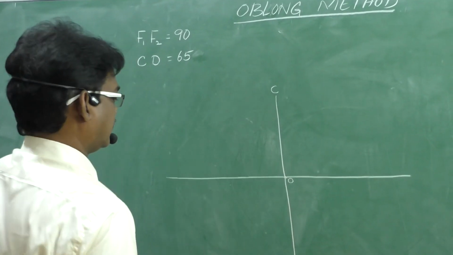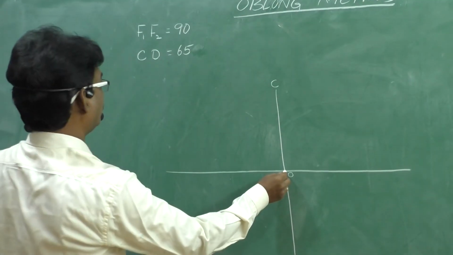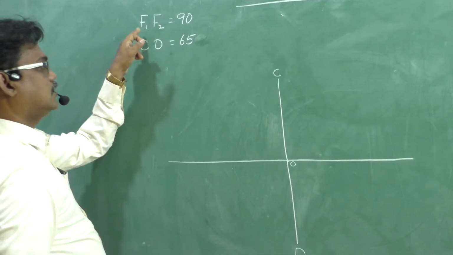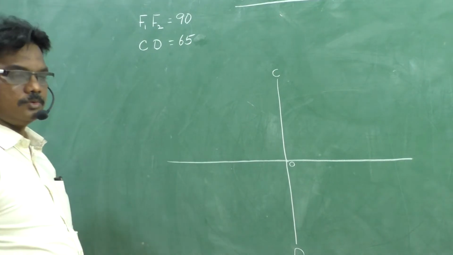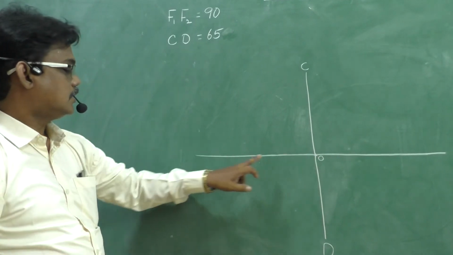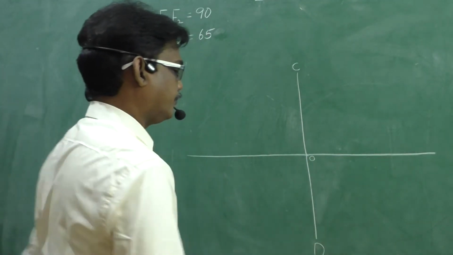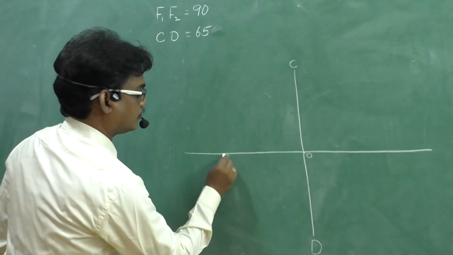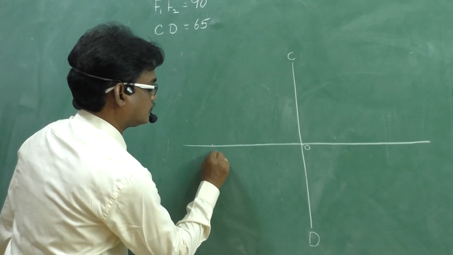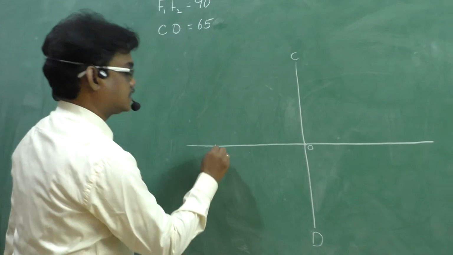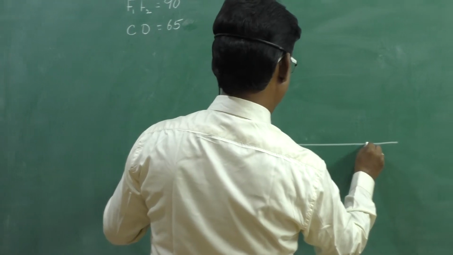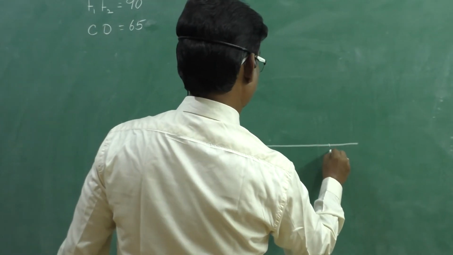Next, the total distance between F1 and F2 is 90. Therefore, from the center point O, measure 45 on each side. This is F1. Exactly 45 we need to measure and put on the drawing sheet. This is F2.